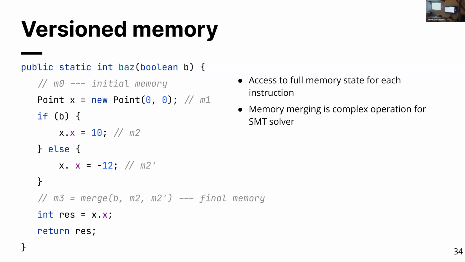In practice, we usually use two memory states. The initial one, because after the formula is solved, the initial state basically holds the input values that we need to generate our test. And we also use the final memory state because it can be useful, for example, for generating oracles or just understanding at which state the program has failed, for example.